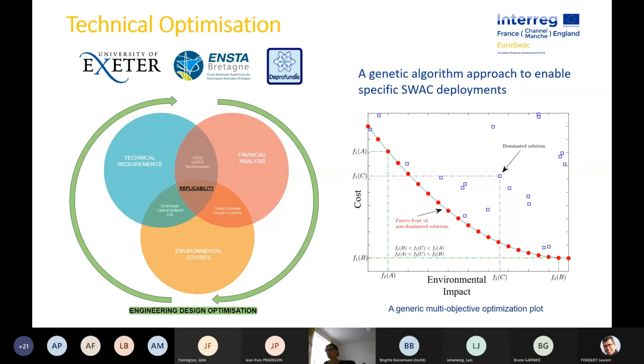Then I already mentioned optimization a few times. So this is what we are going to apply, technical optimization. And the idea is there are three components. I mentioned already technical requirements, environmental studies, and of course also financial analysis. All of them are overlapping with each other, and in the very, very middle, we have the replicability. So hopefully by optimizing all of these three components, we will get a good criteria for replicability at all the sites we are going to choose.